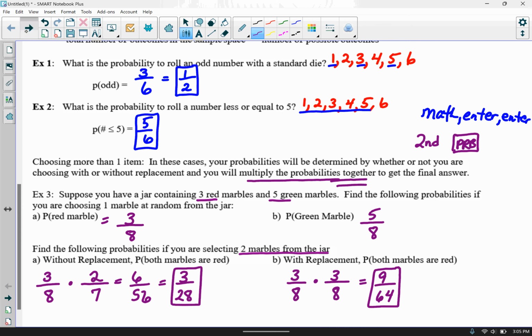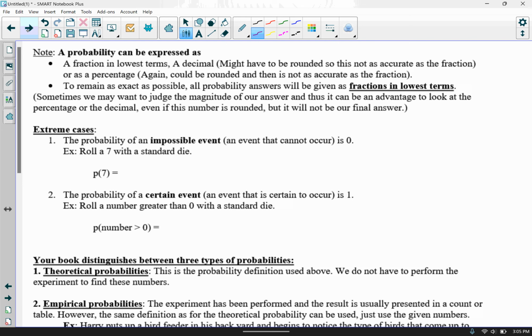All right, let's flip it on over. I've already been sort of alluding to this, but there are multiple ways that you can express a probability. It can be a fraction in lowest terms, which is what I'm going to prefer and require that you answer for me. It can be a decimal and it can be a percentage.